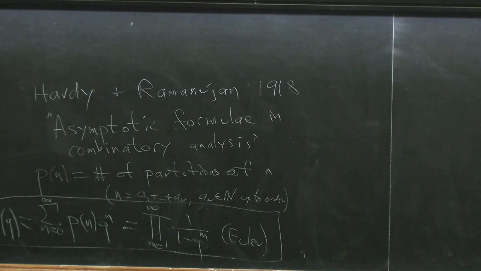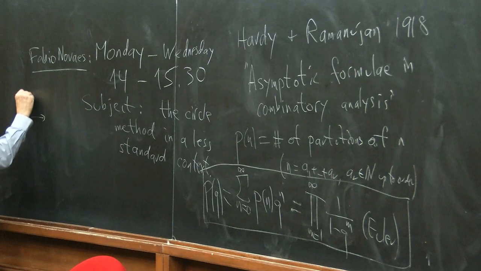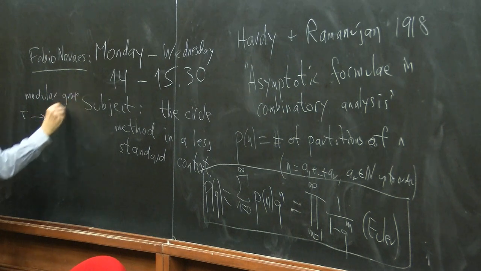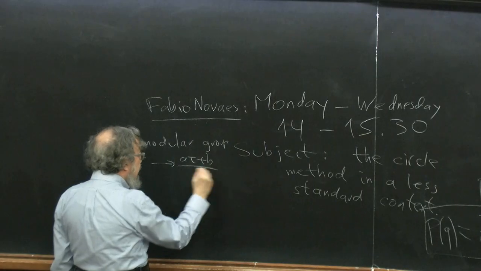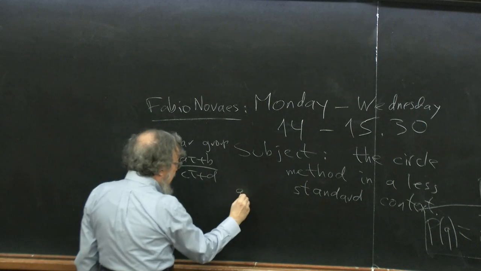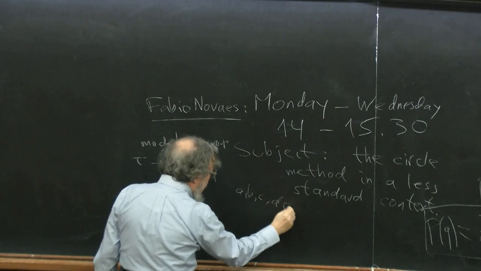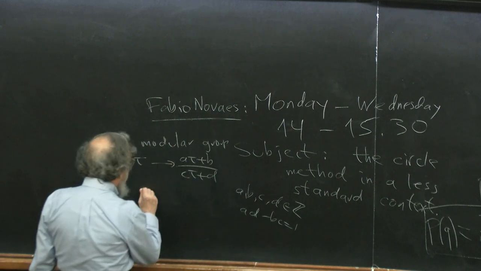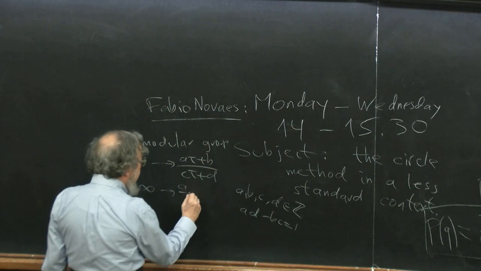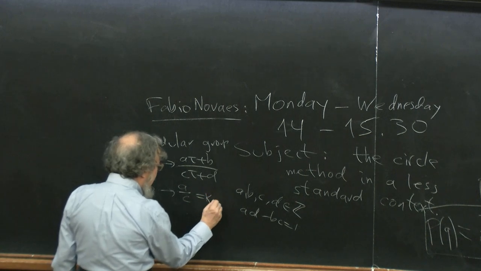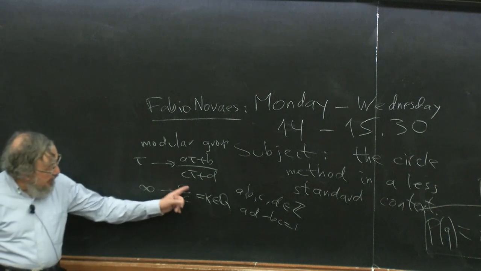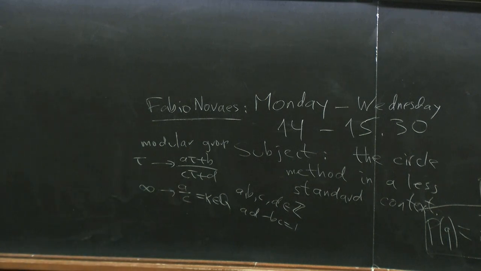So the modular group maps tau to A tau plus B over C tau plus D, where A, B, C, and D are integers, so we're in SL2Z with determinant 1. And in particular, infinity goes to A over C, which I could call kappa, it's some rational number, well, it might be infinity itself. And conversely, any rational number can be written as A over C, where A and C are coprime, and then they're unique up to a common sign.